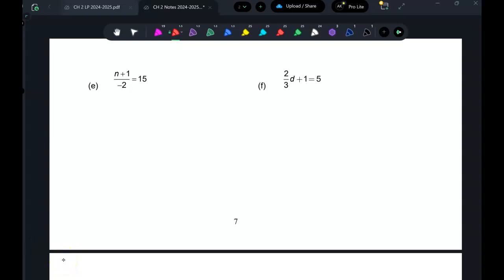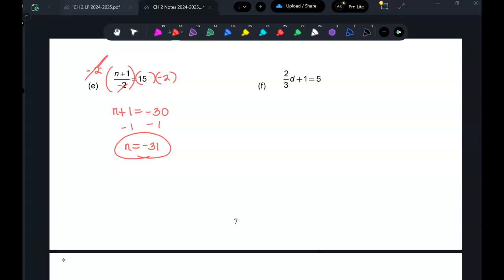So I have to get rid of the negative 2. How do I get rid of the negative 2? Times a negative 2. So n plus 1 equals negative 30. And then we're going to subtract 1. Wait, but if you subtract, it's negative. If you have a negative and a negative, when you combine these, we get negative 31.